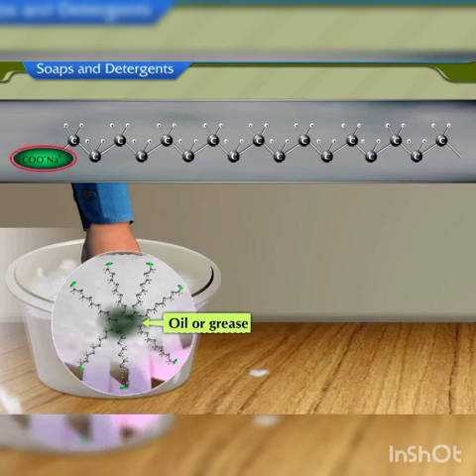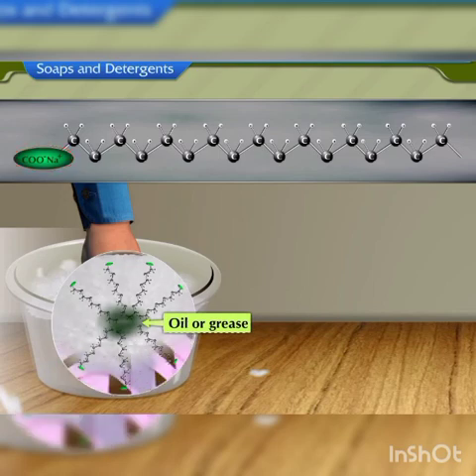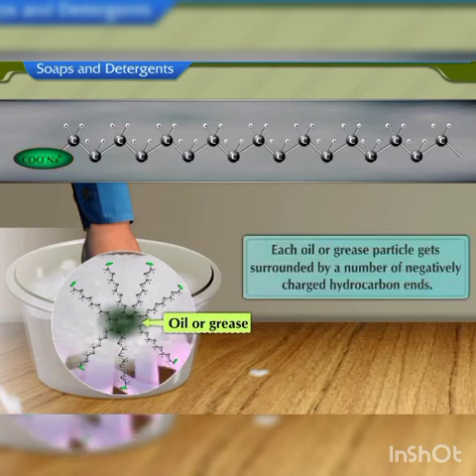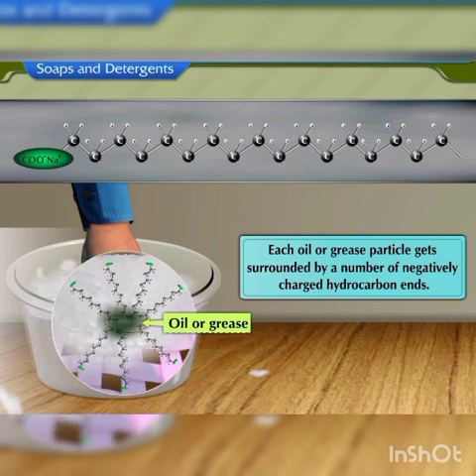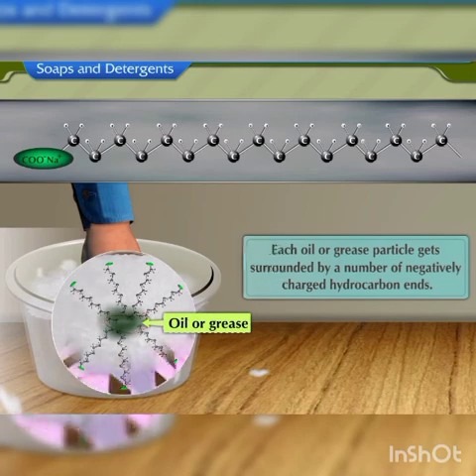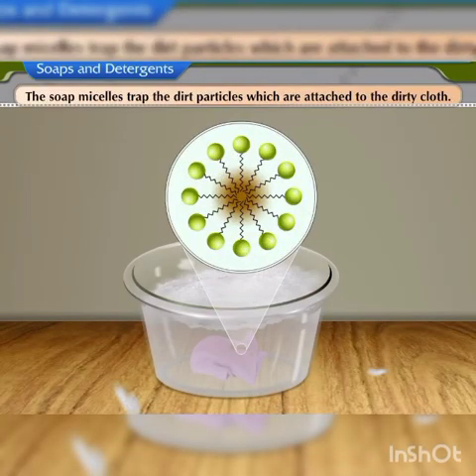The polar carboxylate ions remain directed towards water. Thus, each oil or grease particle gets surrounded by a number of negatively charged hydrocarbon ends. The soap micelles trap the dirt particles which are attracted to the dirty cloth.